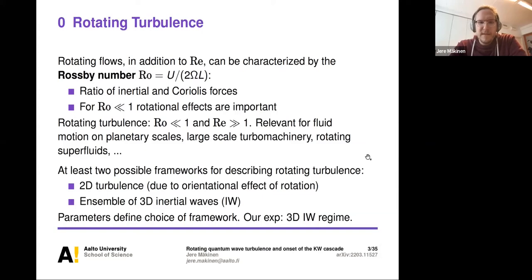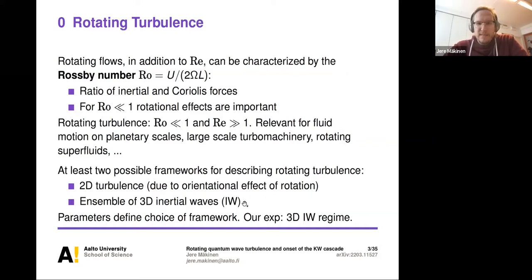Such turbulence is relevant for fluid motion on planetary scales, for large-scale turbomachinery, as well as rotating superfluids, among other things. There are a few different theoretical frameworks one can use to describe rotating turbulence. One of them is 2D turbulence, due to the orientational effect of the rotation. So you would have essentially two-dimensional flow in the limit of high rotation velocities.